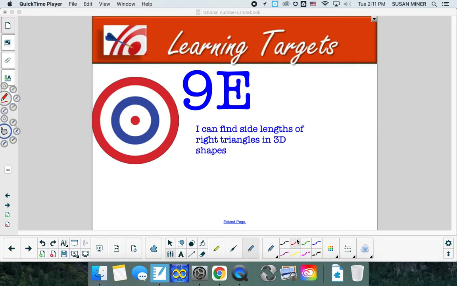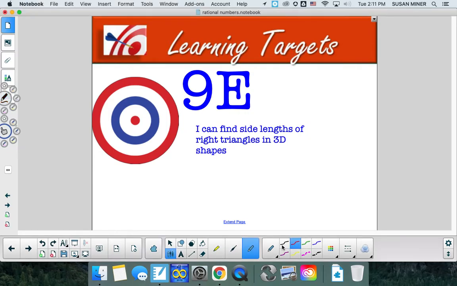And this is 9E. And today what we want to be able to do is find the side lengths of right triangles in 3D shapes. So last time we learned Pythagorean theorem. And Pythagorean theorem, remember, was a squared plus b squared equals c squared.